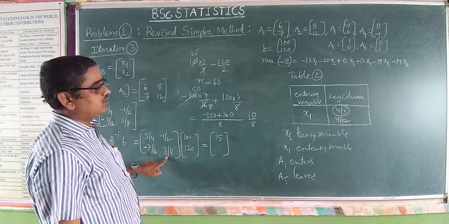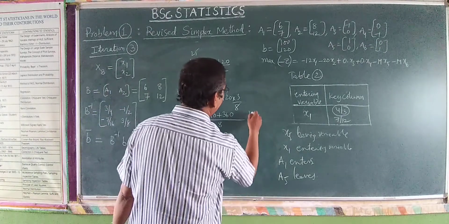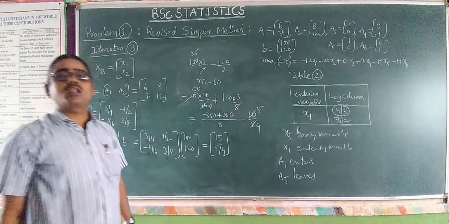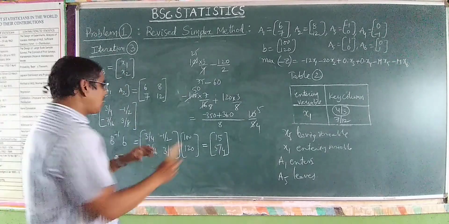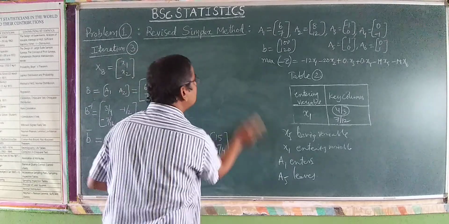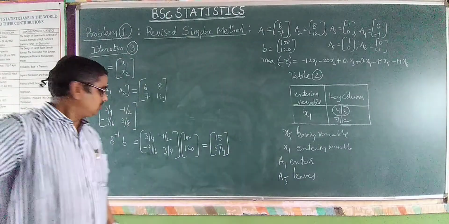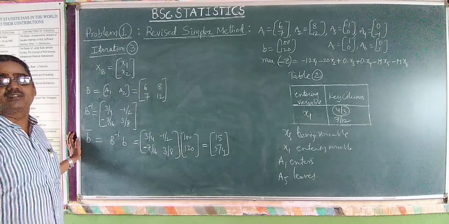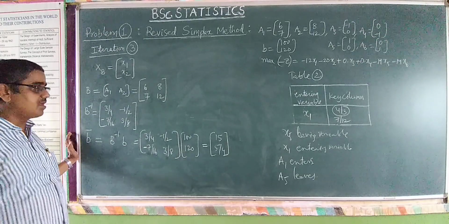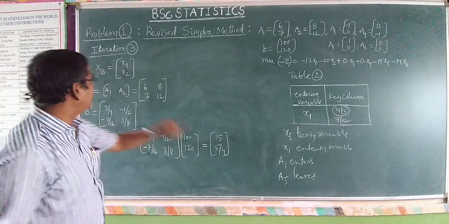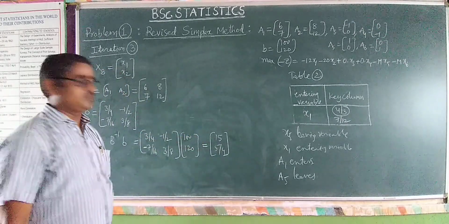10 by 8, right? So hence it is 2 5s, 4, 5 by 4. Okay, so therefore this is the value of B bar. So small b bar, the current basic feasible solution, B bar, is 15 and 5 by 4. X1 is 15, X2 is 5 by 4. Is it clear?